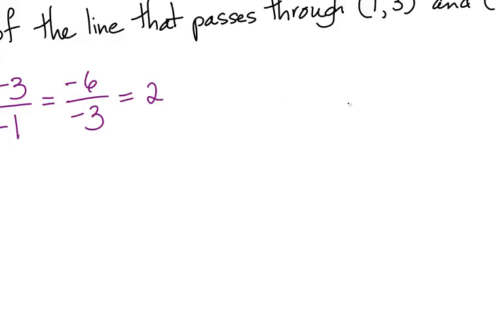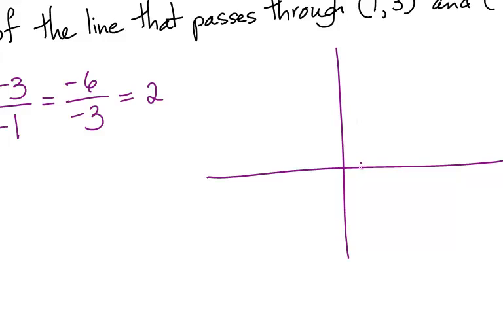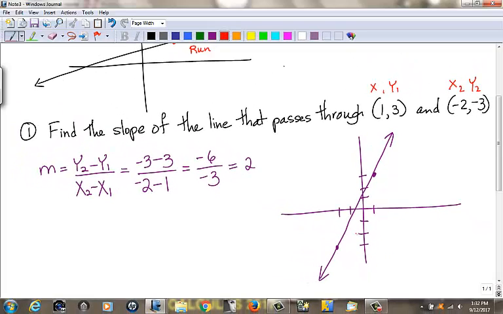Okay, now let's do it by the sketch. So draw a sketch. So 1, 3, and then negative 2, negative 3. Okay, and draw a line. And then you can draw the triangle. And I don't care if the triangle is above or below, but it should be a right triangle.